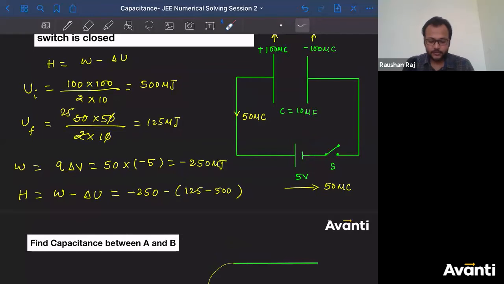Look here. So 125 minus 500, what is the answer? Tell me. 125 minus 500 is minus 375. Minus of minus 375 becomes positive 375. So this will have 375. Positive 375 minus 250, what will the correct answer be? The answer would be plus 125 microjoule.